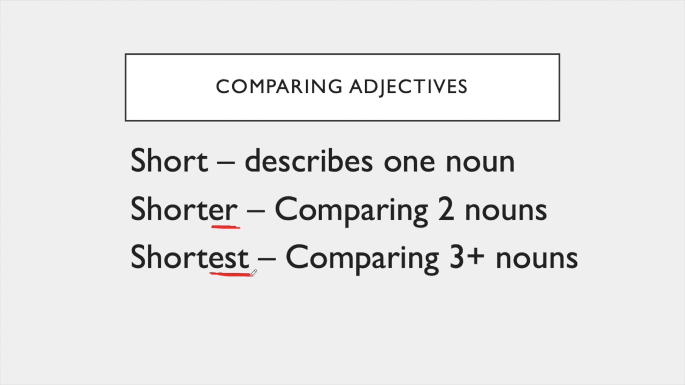Here's an example. The book was short. We have one noun and we're describing it as short. But what if I had two books? The blue book is shorter than the red book. Now we're comparing them by using er. What if you had three different books? The red book is the shortest out of the three books.